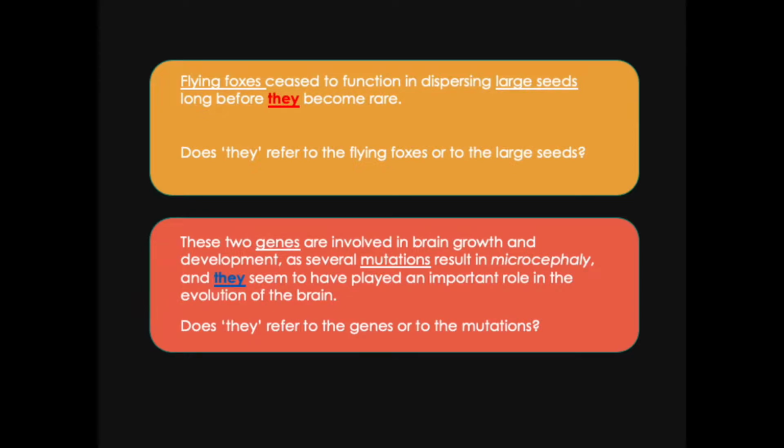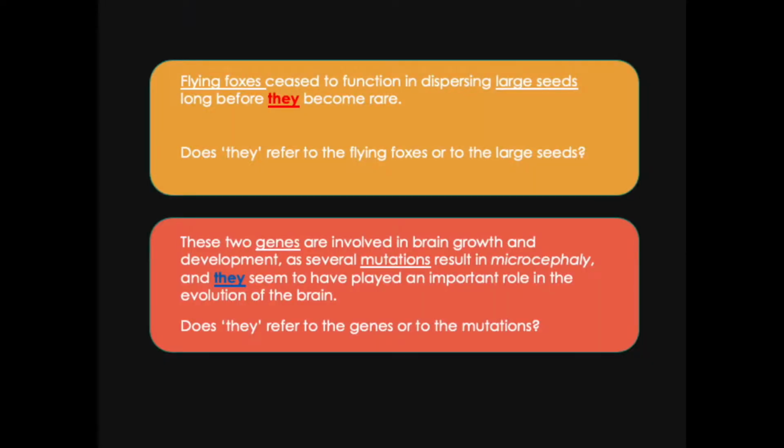In another example, it says these two genes are involved in brain growth and development as several mutations result in microcephaly, and they seem to have played an important role in the evolution of the brain. They could refer to either genes or mutations. It's not really clear to me. And I recognize that the mutations that they're talking about are in those genes that they're talking about. But at the same time, is it the genes themselves that contributed to evolution, or is it the mutations that contributed to evolution? It's not clear to me the way that this sentence is written.